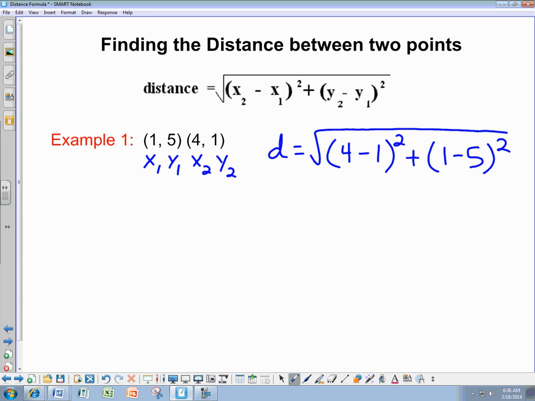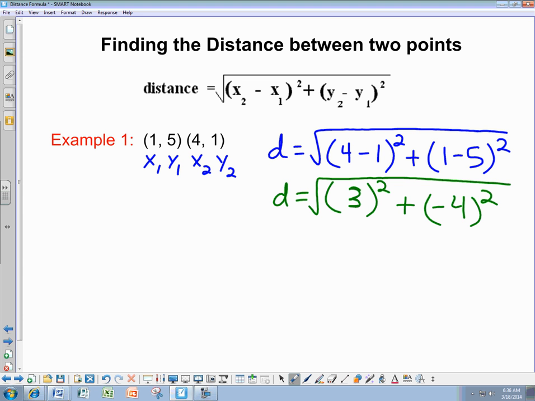Now, if you're really good at using the calculator, you can plug this in, but you got to be very careful with the parentheses. However, we can break it down here, so we can do our math and figure out what 4 minus 1 is. That would just be 3. And then remember it's squared. And then 1 minus 5 would be negative 4. And that's also squared. And remember, all this still has the square root over it.